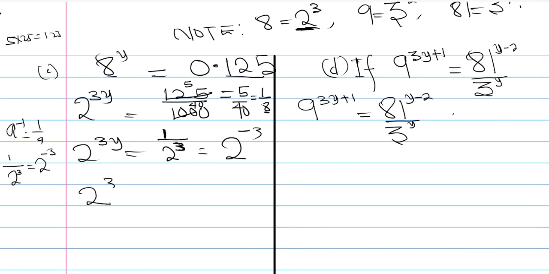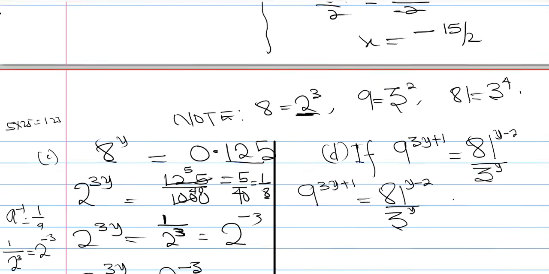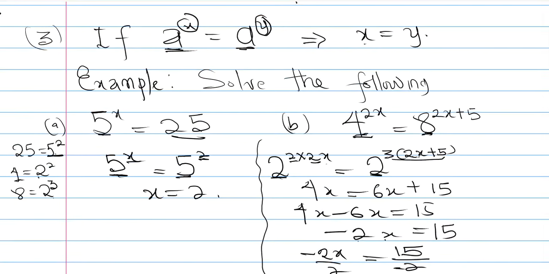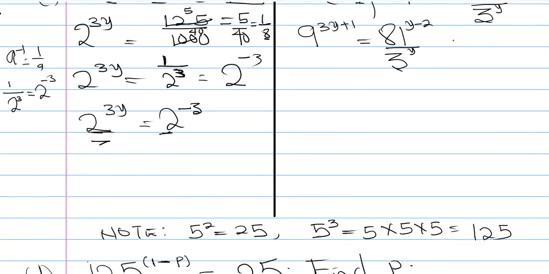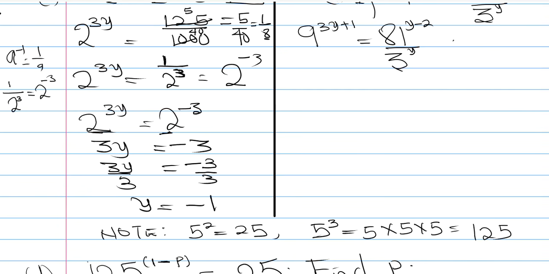It means your 2 raised power 3y is equal to 2 raised power minus 3, right? Now the bases are equal. Okay, don't forget that we have the principle, this one here. This is the principle we are applying. Now the answer will be 3y equal to minus 3. Now dividing both sides by the coefficient of y, dividing both sides by 3, minus 3 divided by 3. That is, my y is equal to minus 1. Right?